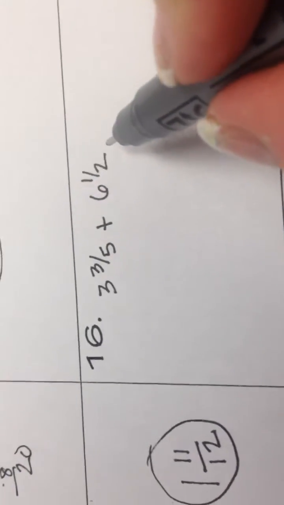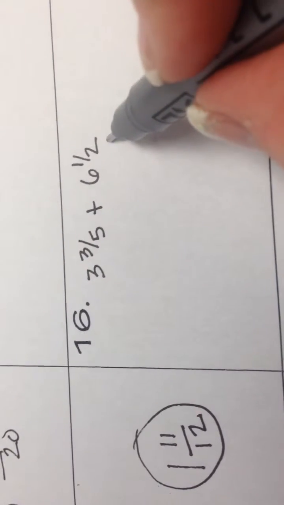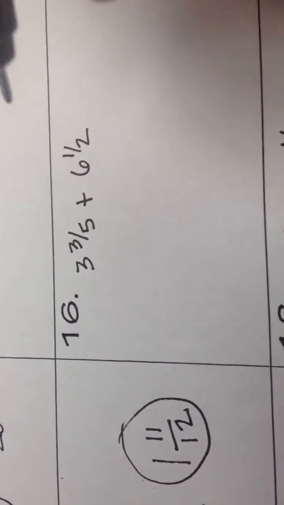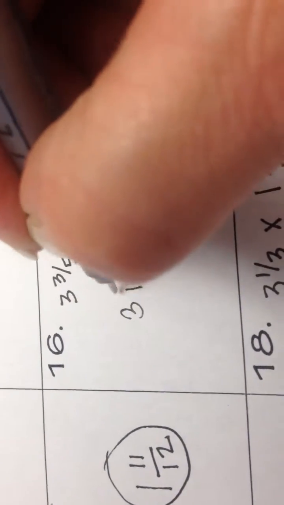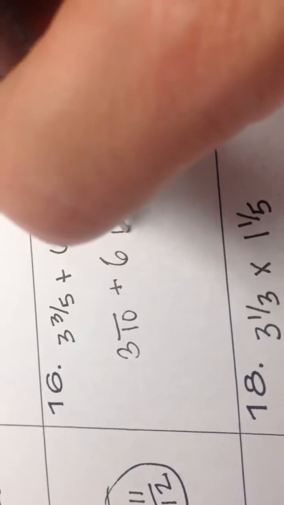Again, I need to have a common denominator. Well, I got 5 and 2. What could my common denominator possibly be? 10. 10 is correct. So I'm going to write 3. I'm going to put 10 down here. I'm going to add 6. I'm going to put my 10 down here.